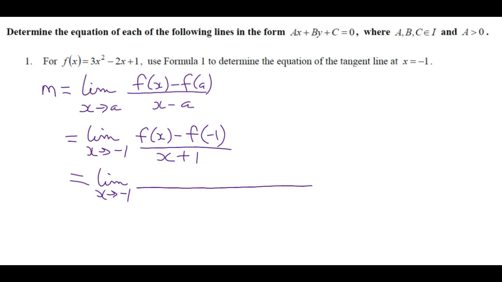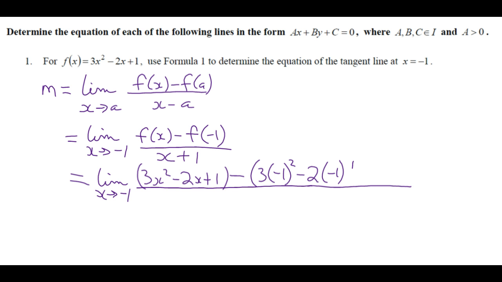So f of x is 3x squared minus 2x plus 1. Wherever I see f of x, I can legitimately write 3x squared minus 2x plus 1. And then we've got f of -1. Now I'm going to bracket that, just because I want to keep that there. It's an expression. Minus f of -1, I'm going to bracket this. So it's 3 times negative 1 squared minus 2 times negative 1 plus 1, over x plus 1.